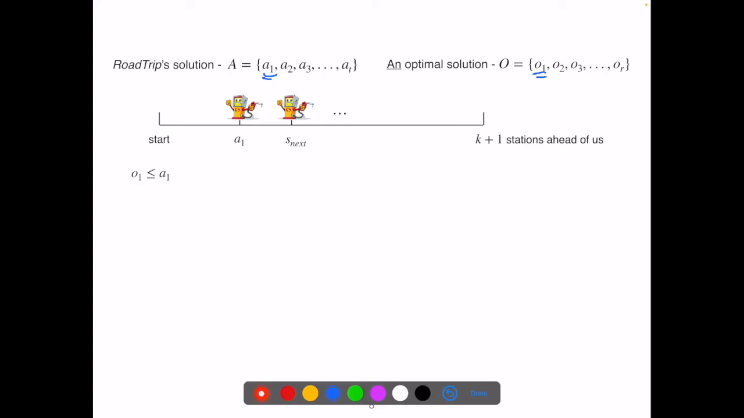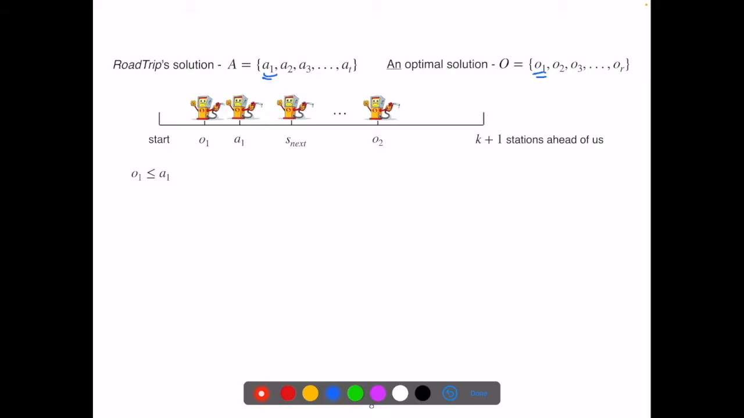Recall how A1 is decided by our greedy algorithm? It is not possible to reach any station beyond A1 on the first tank of gas. So O1 could be the same as A1 or a station closer than A1. Now another question. If we stop at A1 and fill up the gas tank, can we get to O2? Yes, because the distance between A1 and O2 is no longer than the distance between O1 and O2.